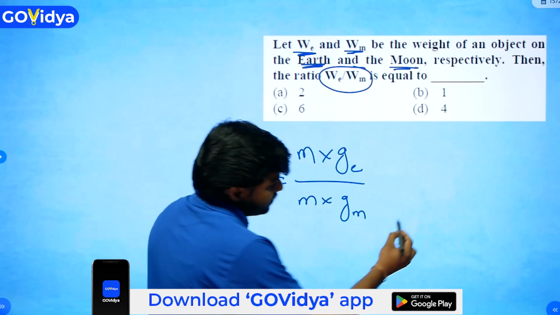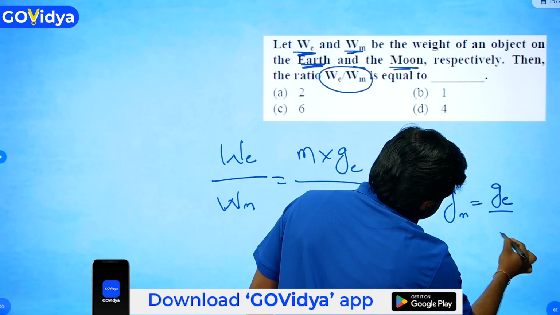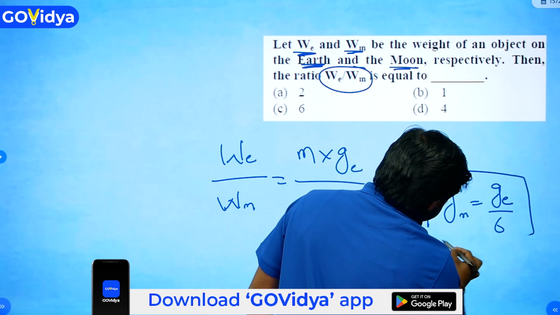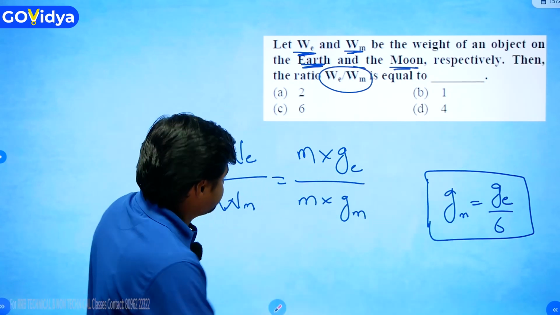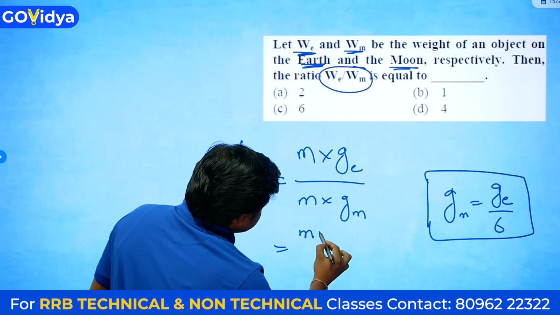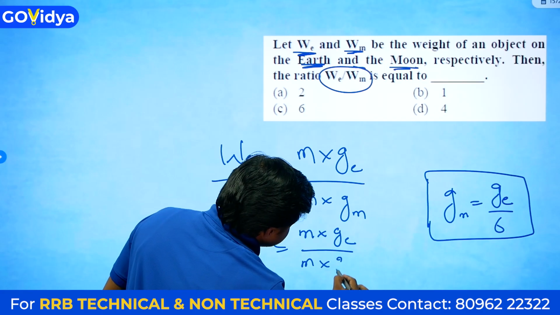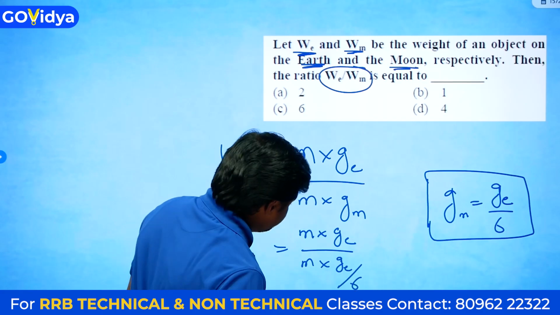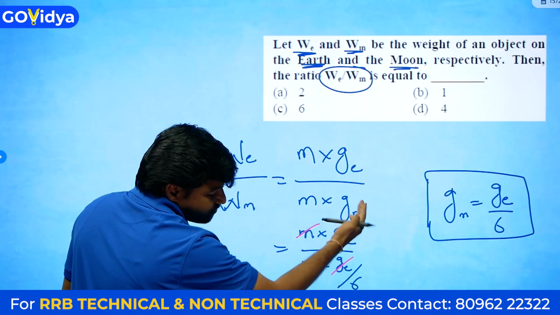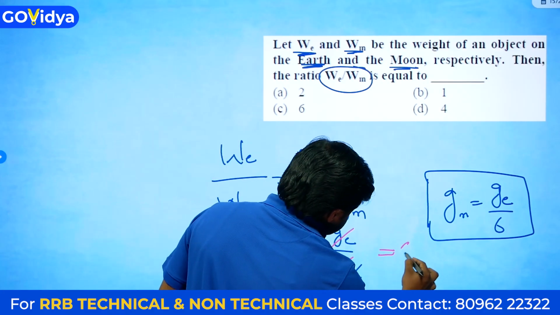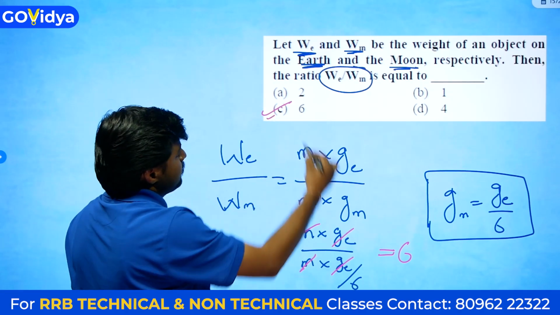Okay, we know that GM is equal to GE by 6. Okay, acceleration on the moon is 6 times less compared to earth. Okay, we can substitute here M into GE by M into GE by 6. Okay, mass cancels, GE cancels. Here the denominator 6 comes to the numerator, so WE by WM is equal to 6. From the options, option C is the correct answer.